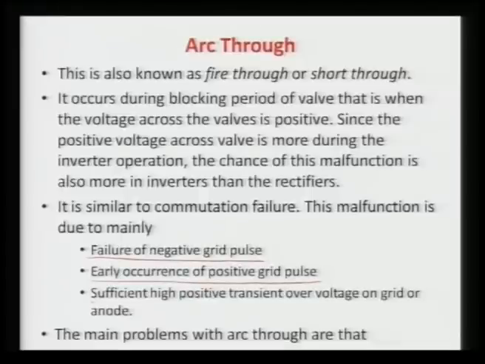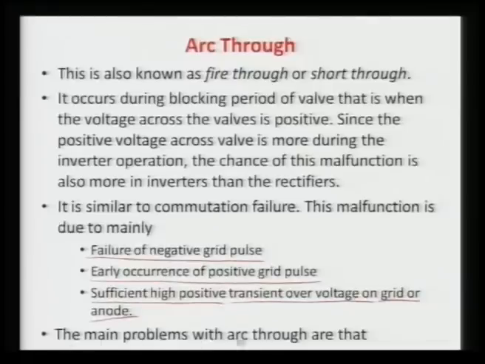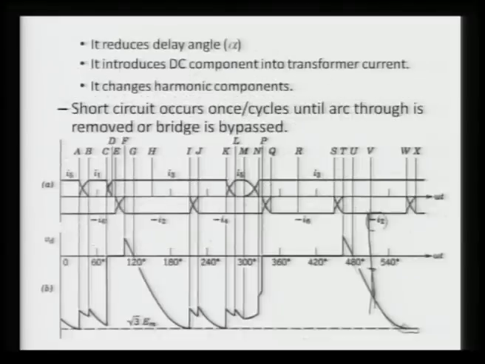Another cause is a sufficiently high positive transient overvoltage on the grid or the anode. Suppose there is a voltage rise, a high transient occurring, then this may also happen, that is, arc through can happen. The main problem with arc through is that it reduces the delay angle. We will see how the delay angle is reduced.